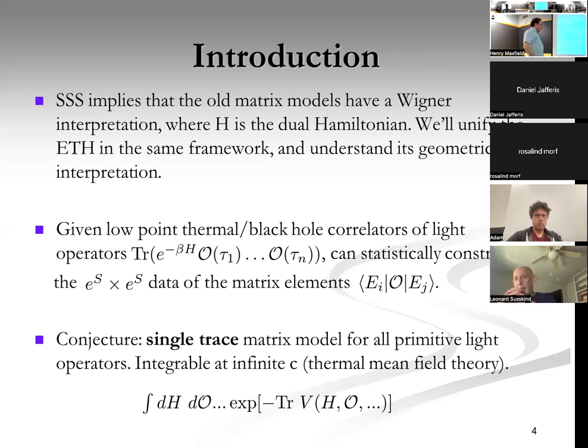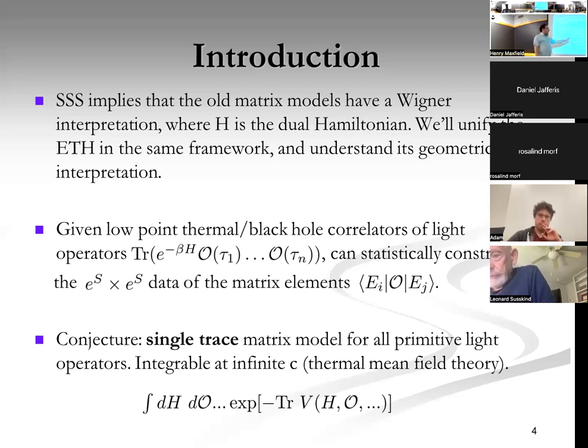Okay, but I'll assume these two things are the same. And so the conjecture here, which I'll flesh out in the case of JT gravity with matter, is that there's a single trace matrix model for, okay, so we should distinguish between what happens for holographic theories and what happens for general CFTs. So for holographic theories, there will be a single trace matrix model for all of the primitive light operators. Primitive is what people usually call single trace. But I don't want to use that word because I want to use trace to refer to the trace in the matrix model, not the large N notion.